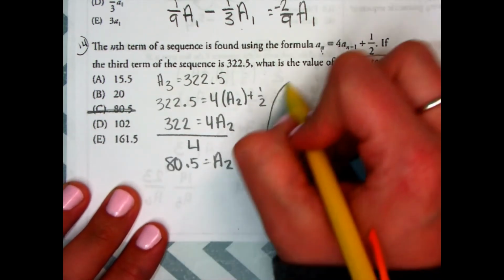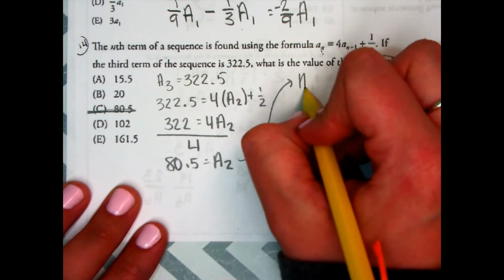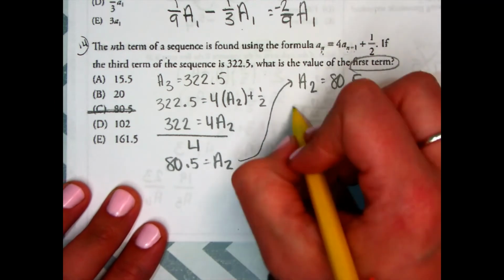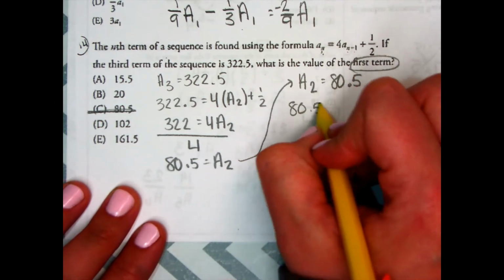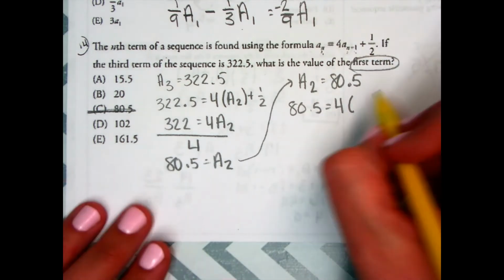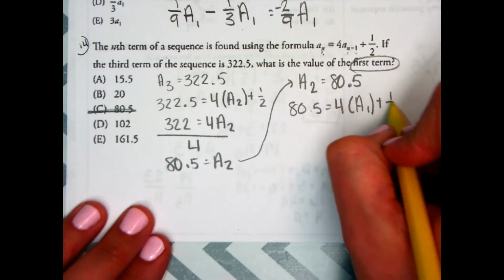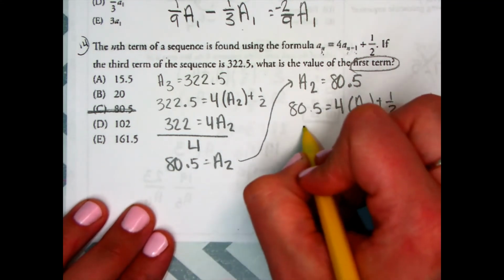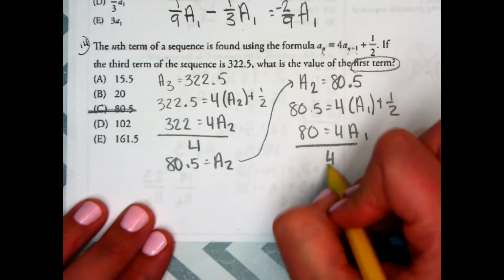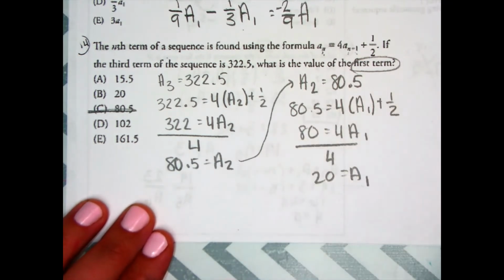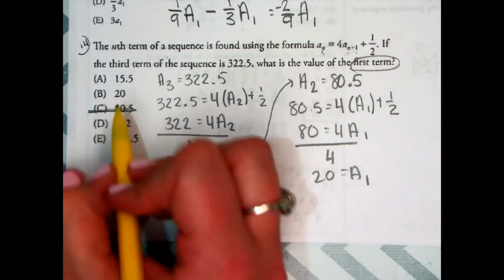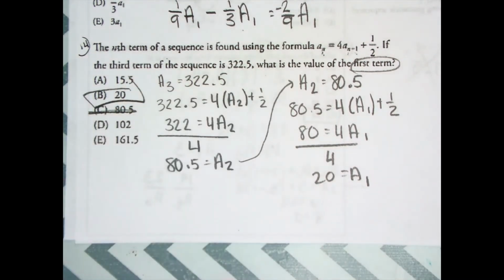So now we're going to do the same thing all over again. A sub 2 is equal to 80.5. So now a sub n is going to be 80.5 equals 4 times n minus 1, or the term before a2, which is a1, plus 1/2. Subtract the 1/2, I get 80 equals 4a1. Divide by 4, giving us an answer of 20. So you're just kind of using the pattern to step down till you get to a sub 1, which is option B.